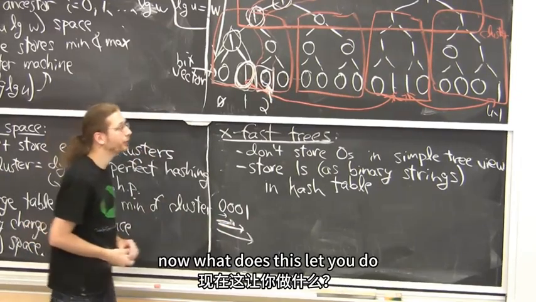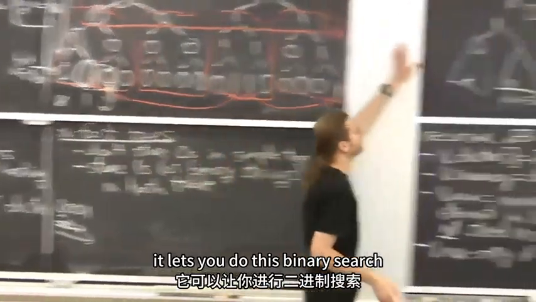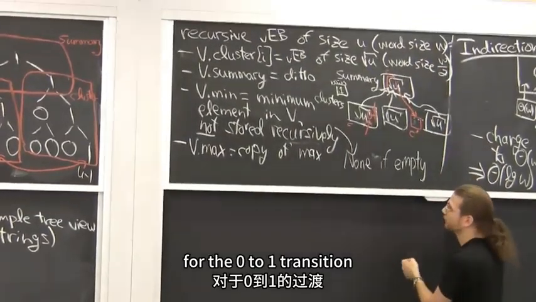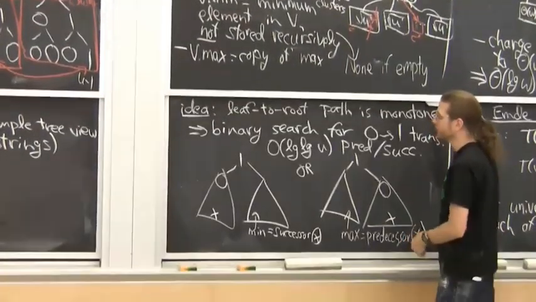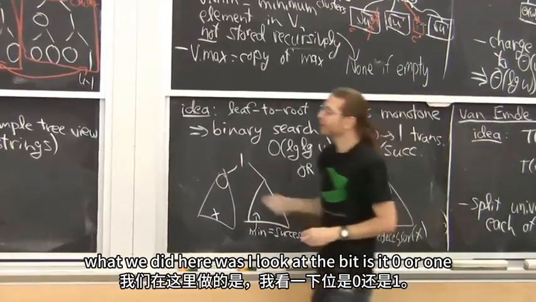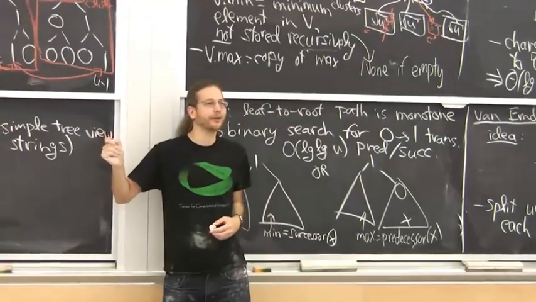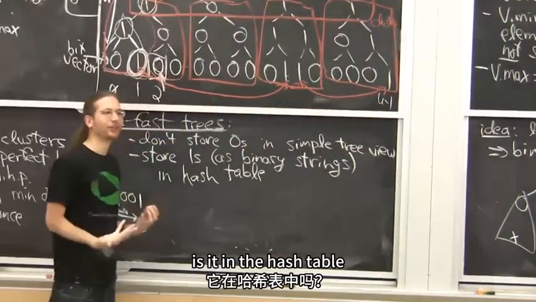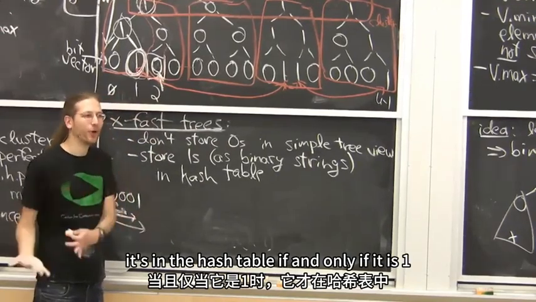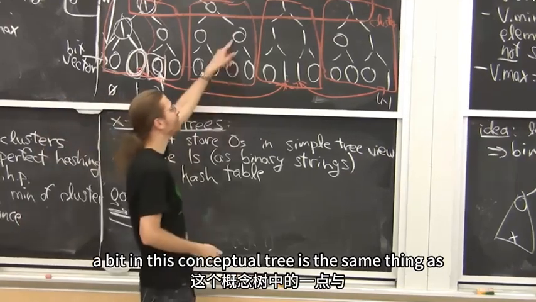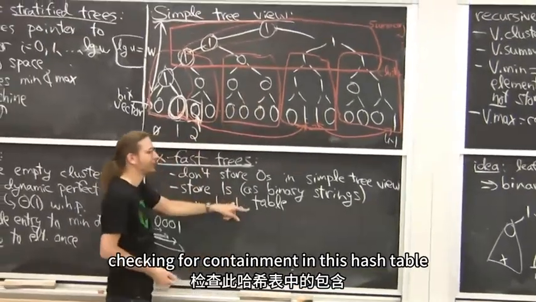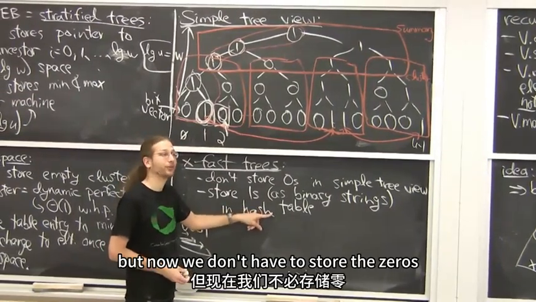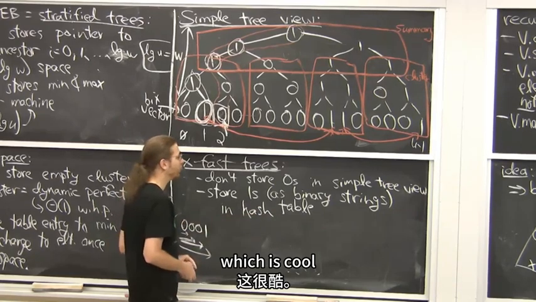Now, what does this let you do? It lets you do this: binary search for the 0 to 1 transition. What we did here was, I look at the bit, is it 0 or 1? Instead of doing that, you do a query into the hash table and say, is it in the hash table? It's in the hash table if and only if it is 1. So looking at a bit in this conceptual tree is the same thing as checking for containment in this hash table. But now we don't have to store the zeros, which is cool.